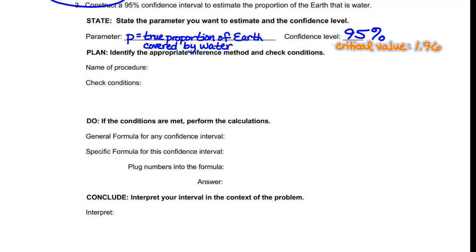All right. That is the state step of the 4-step process. You name your parameter, and you state what the confidence level is. So what is it that we are trying to estimate? And what is the confidence level that we're going to use? So 2 things in state. Plan, 2 things in plan.